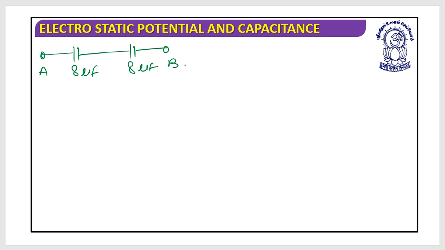This is A, this is B. So their C equivalent would be 8 into 8 divided by 8 plus 8. So 8 8s are 64, divided by 8 plus 8, 16. This is 16, 4 4s are 64. This is 4 microfarad. I hope these things are clear to you.